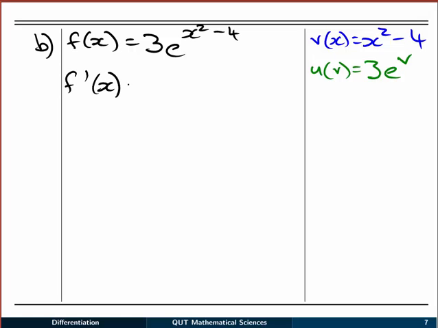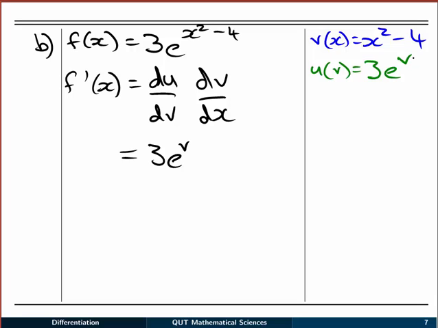My derivative then, f dash of x, is again du dv multiplied by dv dx, that's the chain rule again. Du dv is going to be just 3e to the v, because the exponential just differentiates to give itself, and dv dx will of course be 2x. Cleaning that up, we'll get 3 by 2 is 6, e to the v, replacing v, I get e to the x squared minus 4, and I'm going to write that x out here at the front, just for convention's sake. So we end up with a derivative which is 6x e to the x squared minus 4, using the chain rule.